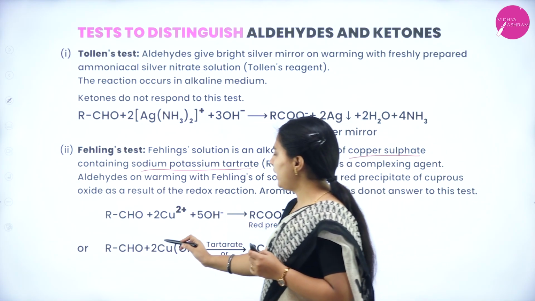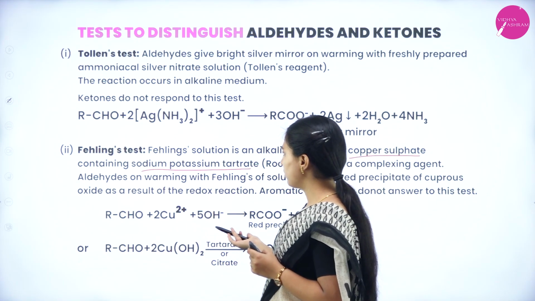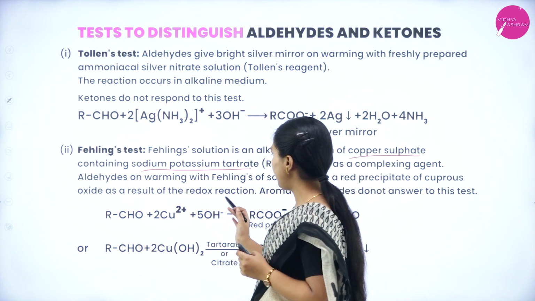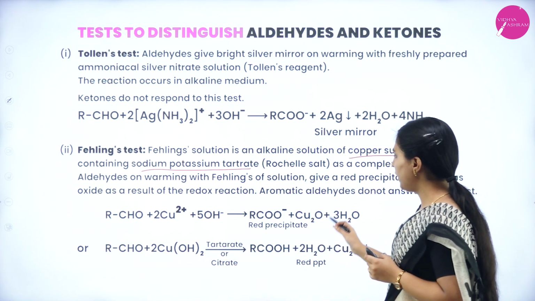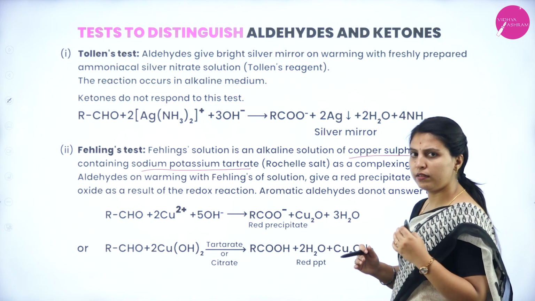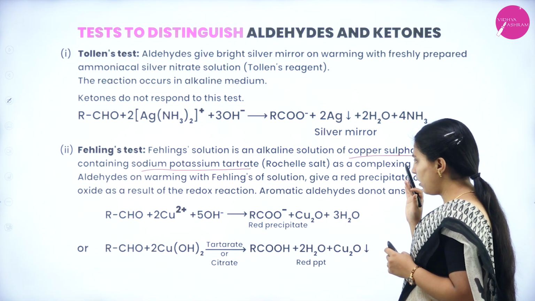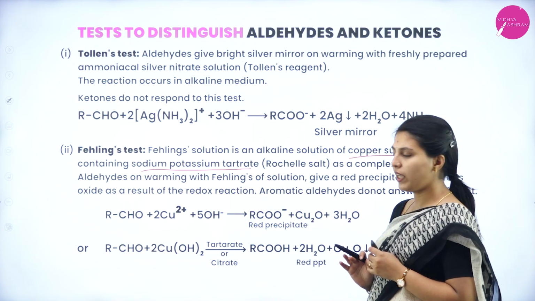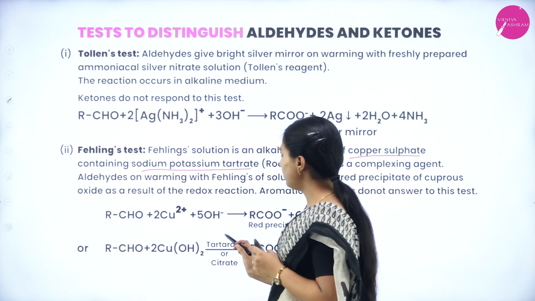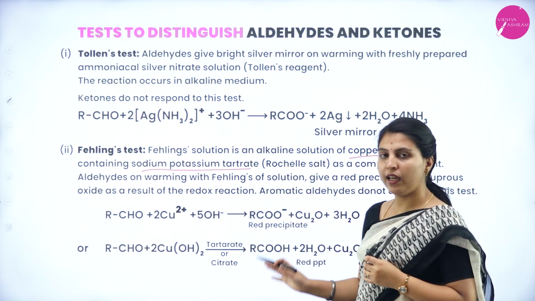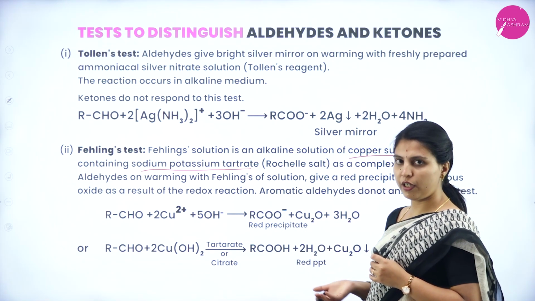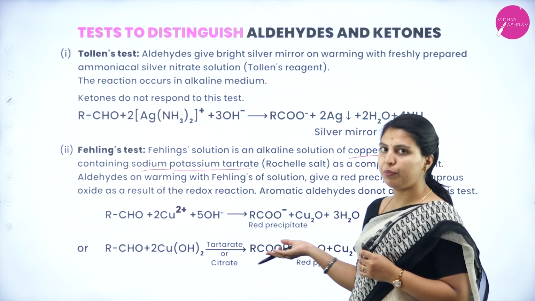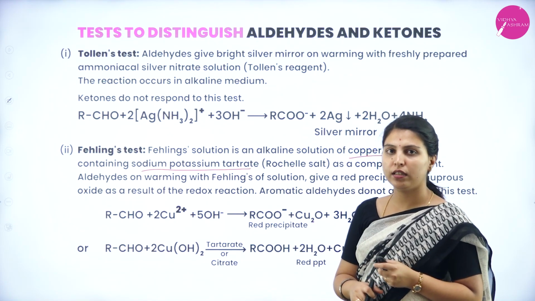When an aldehyde reacts with the alkaline copper solution and a red precipitate of cuprous oxide comes, that means it is an aliphatic aldehyde, and aromatic aldehydes will not respond to this test. Tartrate or citrate is used in the solution. Here aliphatic aldehydes show their functional property and the red precipitate is formed, but not by aromatic aldehydes.